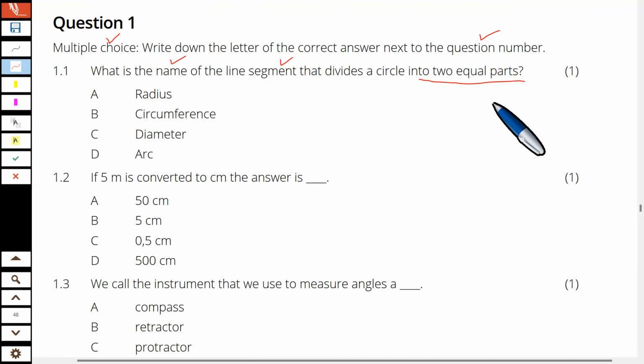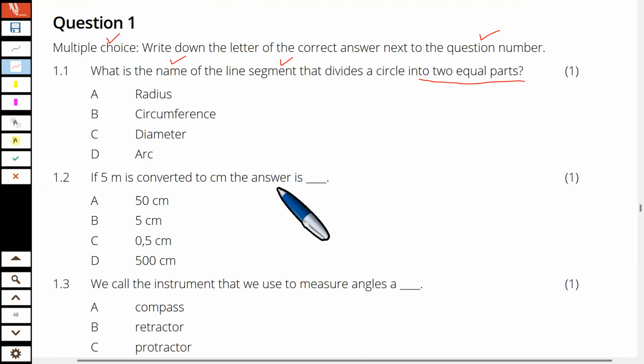Have you ever seen something like this before? Yeah, we did this last term. Okay. I think it's neither because radius is from the center point to the circles. So I think it's diameter because it's from end to end of the circle.